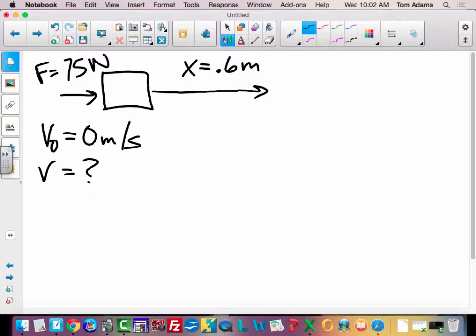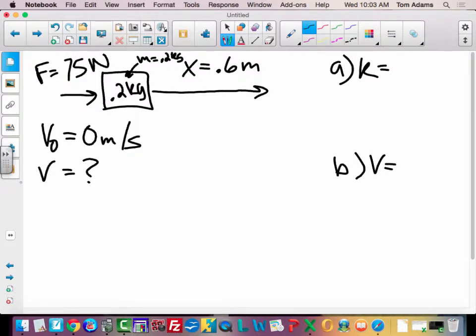So let's continue to read. It says, what is the final kinetic energy of the object? I don't know. We've got to figure that out. And then part B. Part A of the question wants to know what's the final kinetic energy. Part B says if the object has a mass of 0.2 kilograms, so we're going to say 0.2 kilograms. What's the unit for mass? Kilograms. So remember that's the mass. Mass equals 0.2 kilograms. If it has a mass of 0.2 kilograms, what's its final speed or final velocity? And we don't know what that is. I just assumed we'd have to figure that out.